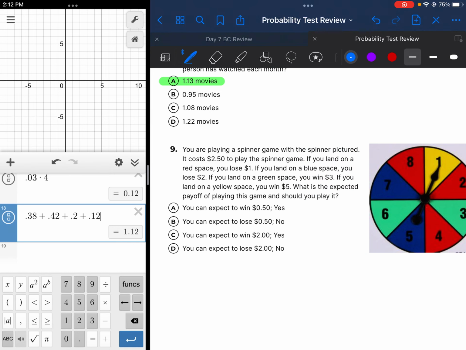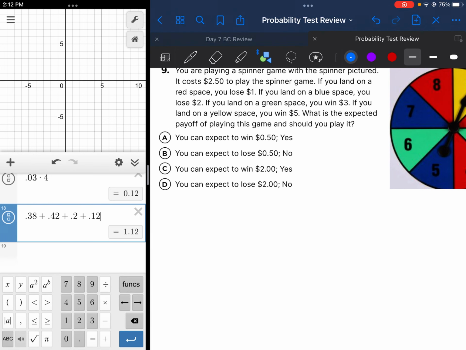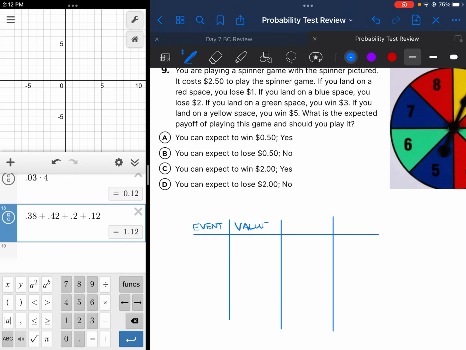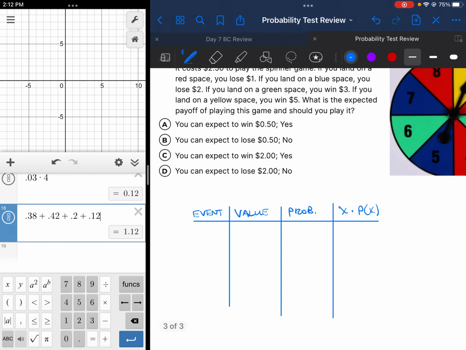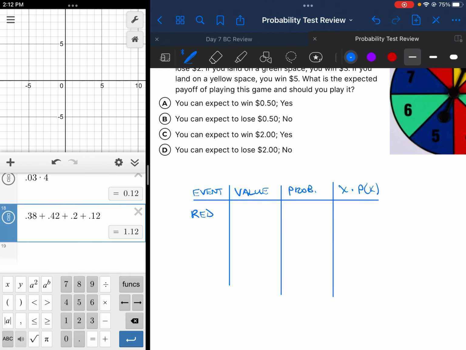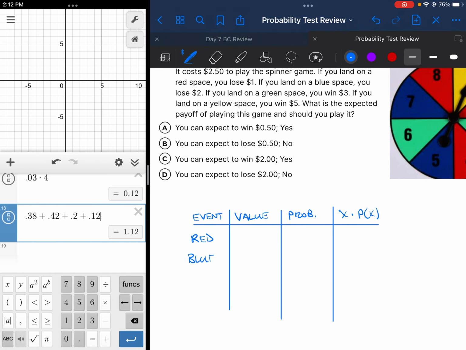But let's go ahead and make that kind of typical 4-column table here. So we have an event. We have the value of an event happening, the probability of it happening, that value times the probability. Okay, so let's see. You can land on a red space. There's one event. We can land on a blue space, green space, and a yellow space.